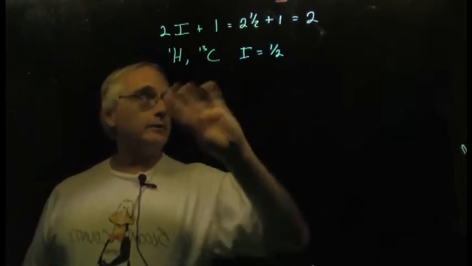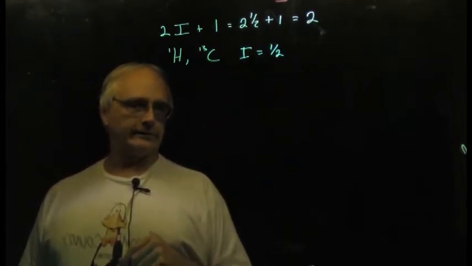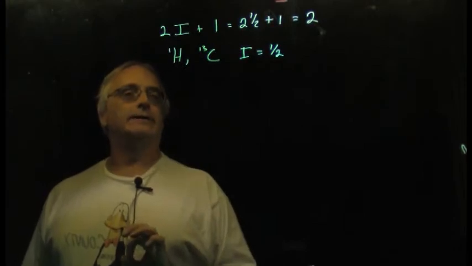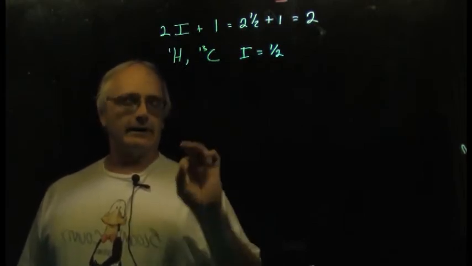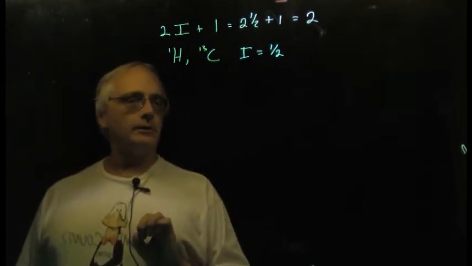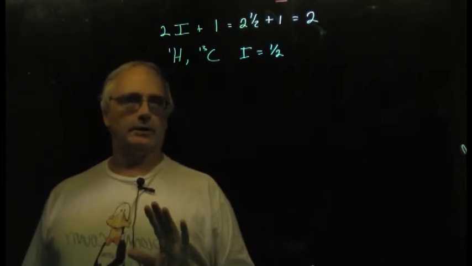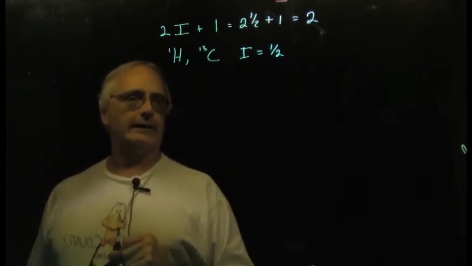Out here in the environment, they can be oriented with their north poles pointing in all possible directions. In the external magnetic field, they can be aligned only in one of 2 ways, either north pole to south pole or north pole to north pole. There are no other options available for a spin 1/2 nucleus like this.